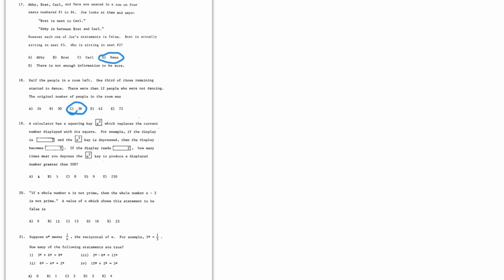Number 19. A calculator has a squaring key x squared, which replaces the current number displayed with its square. For example, if the display is 3 and the square key is depressed, then the display becomes 9. If the display reads 2, how many times must you depress the squaring key to produce a display number greater than 500?